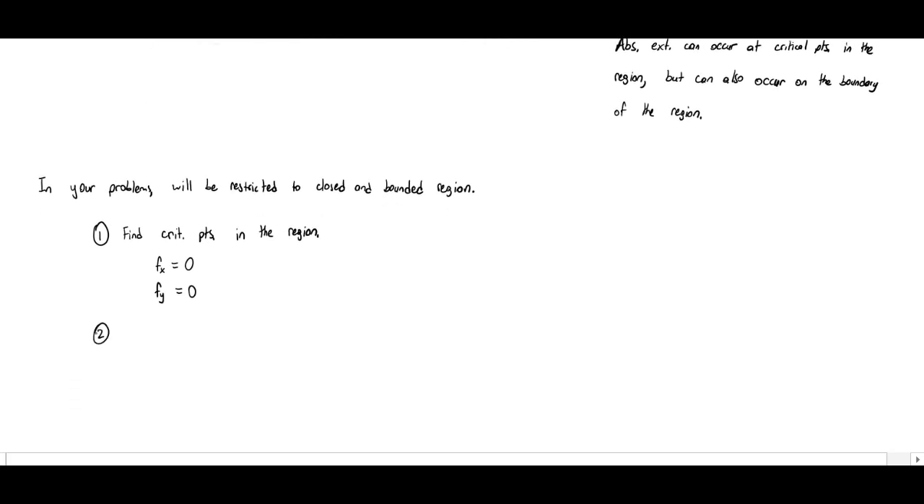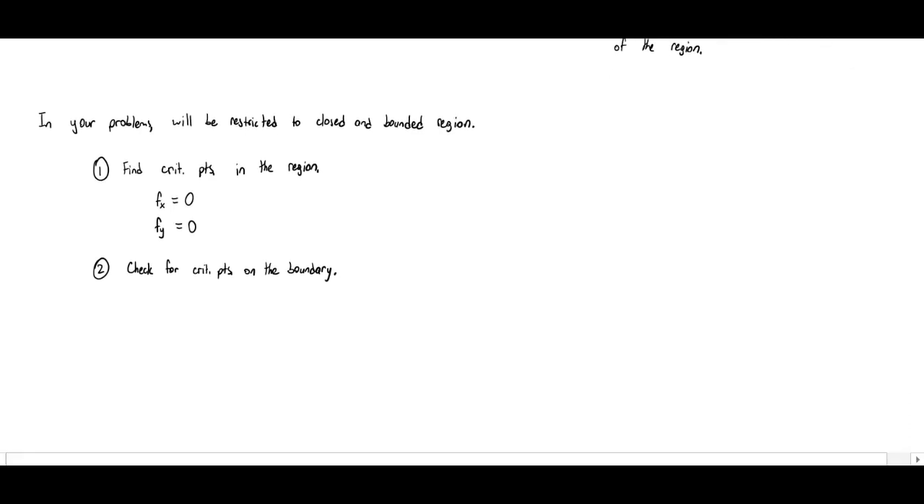But after that, you'll also need to check for critical points on the boundary, okay? Because again, as I noted, your absolute extrema might occur at the boundary rather than inside the region. And there's a couple of different strategies for checking for critical points on the boundary. So I'm not going to write out a general strategy here, but I'll try to illustrate a few methods in the examples that I do, all right?